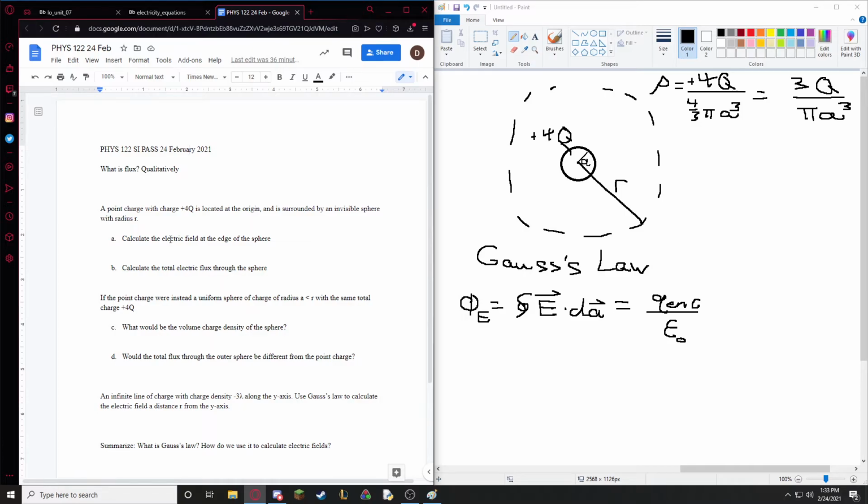So how would we use it to calculate the electric field for this example? We have an imaginary sphere of radius r. We want to calculate the electric field at this distance r from the center of our spherical charge. Let's take 4 minutes, then we'll go over it.